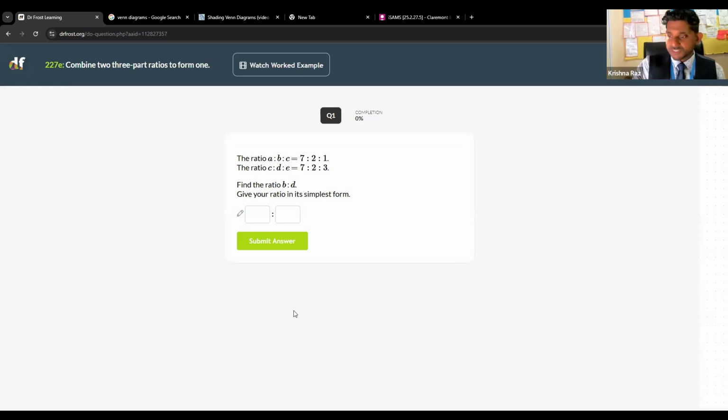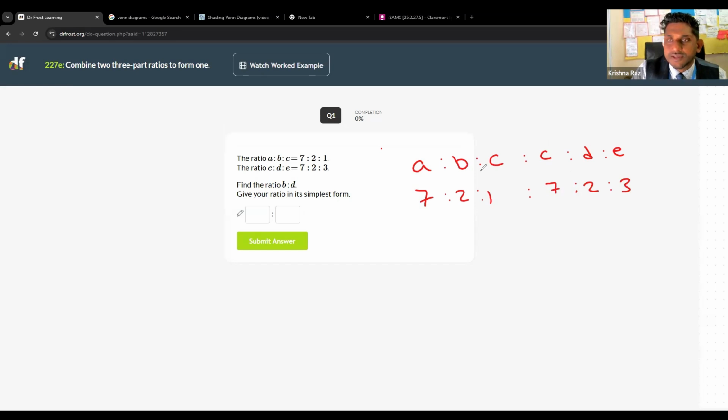So now we can get one step harder. We want to find the ratio of B to D. Same principle. A to B to C, 7 to 2 to 1. And then we've got C to D to E is 7 to 2 to 3. So we want these numbers to be the same.